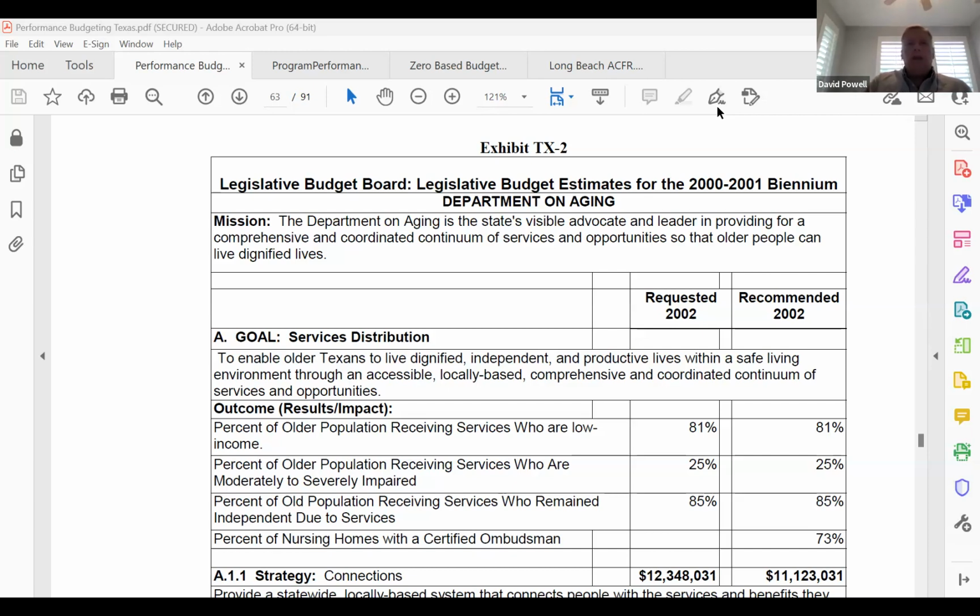Okay, before we get into our examples of the different budget formats, are there any questions or clarifications or anything before we get started?